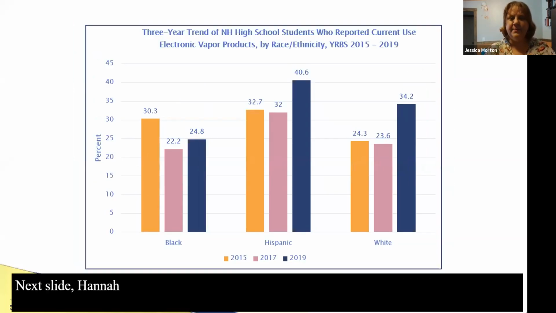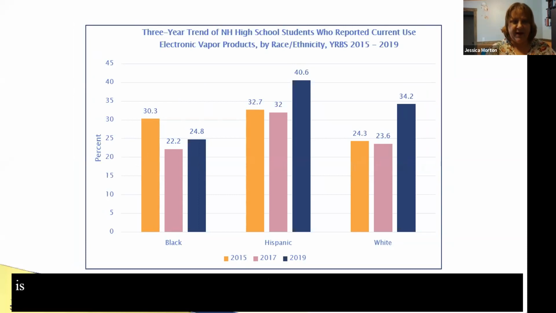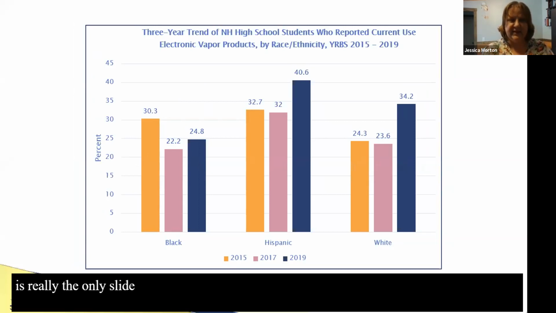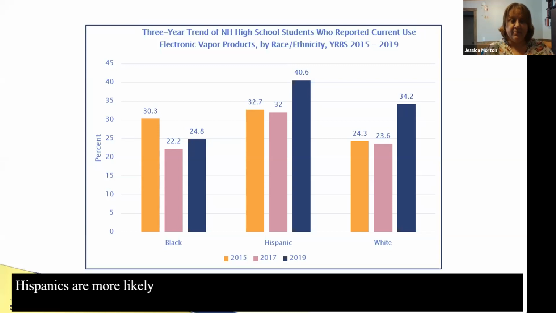This next slide is about race and ethnicity. On the left-hand side is Blacks, in the middle is Hispanics, and on the right is whites. In terms of what's statistically significant over the last couple of years, this is really the only slide where we could see a statistically significant difference. You can see that Hispanics are more likely to use electronic vaping products in New Hampshire than other races.